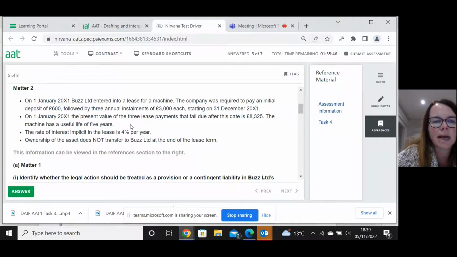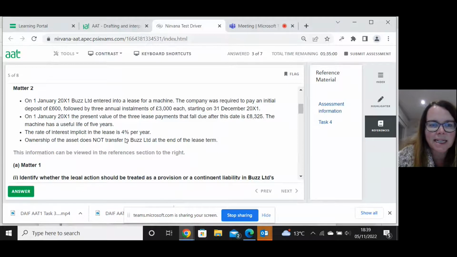Right, so my depreciation amount is going to be based on the value of my asset. So we've said that the asset is the 600 plus the 8325, which is 8,925, divided by the 3 years. All right, so that gives me a depreciation figure of 2,975. So just to repeat, it's the total value of the asset, 8,925, divided by 3, which gives me depreciation for the year of 2,975.